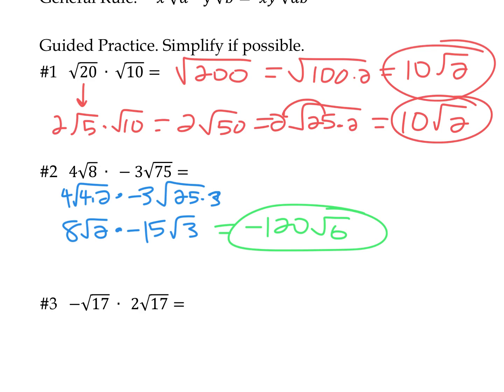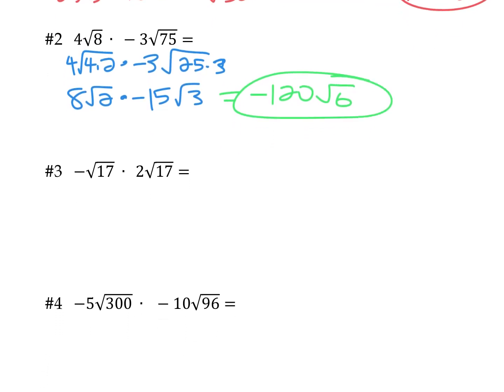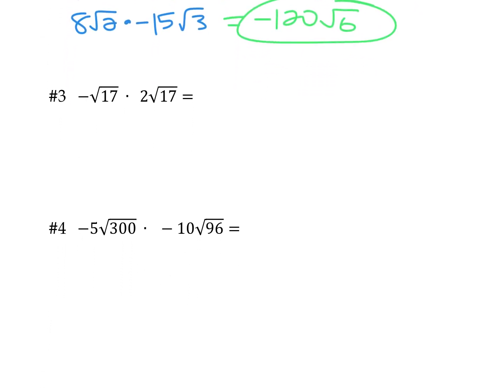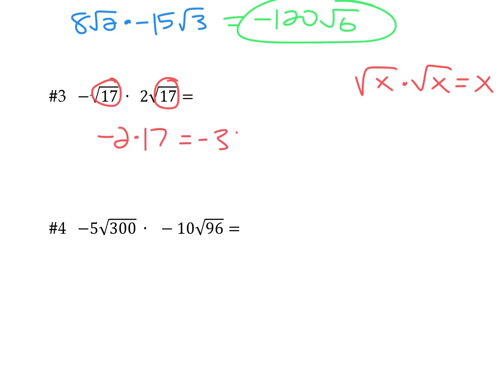All right, and number 3 here, we have negative root 17 times 2 root 17. When you see a radical multiplied by itself, the square root of x times the square root of x is going to be x. If I take the square root of anything times the square root of the same thing, it's always going to come out to x. The square root of anything times itself will come out to whatever that radicand is. So the square root of 17 times the square root of 17 is 17. So this is negative 2 times 17. So that's negative 34. Okay? A root times itself will always come out to whatever that radicand is.